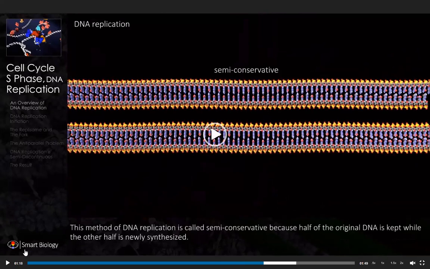This sort of replication is called semi-conservative because when we look at the new cell that will be formed, you're already aware of the cell cycle. You already know that after the S phase, we will have the G2 phase, and then we will go to the M phase. And at the end of the M phase, we will have the cytokinesis giving us the two new daughter cells. Each of these two daughter cells will receive one strand of DNA from the parental cell and one newly synthesized strand. That's why this is called semi-conservative, because half of the original DNA is kept while the other half is newly synthesized.